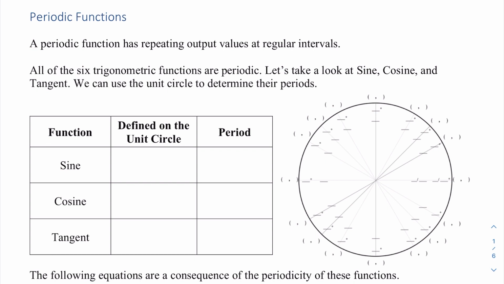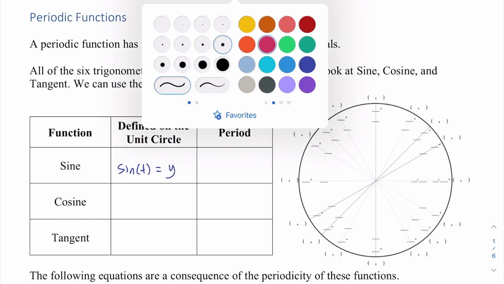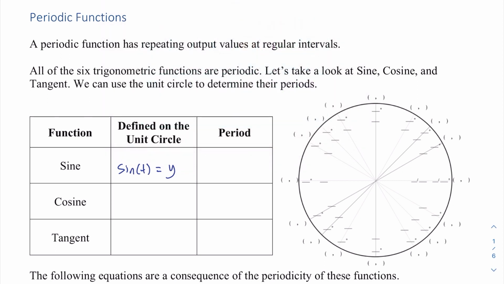So let's define sine on the unit circle. Just to remind ourselves, sine of t is y on the unit circle. And let's look at the y values. It doesn't really matter where we start, but let's start at 0 degrees, if we're thinking about standard position, and we'll start up this way. As we work our way around the unit circle, we're looking for the output of sine of t, which is y. So we're looking for those y values. So what do the y values start at?